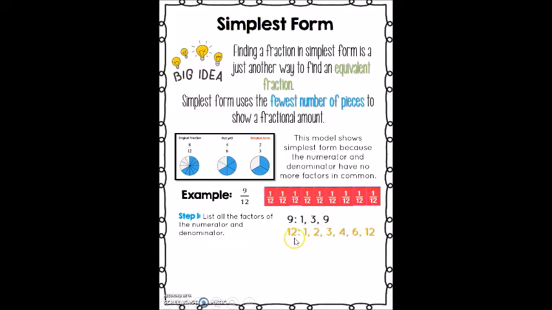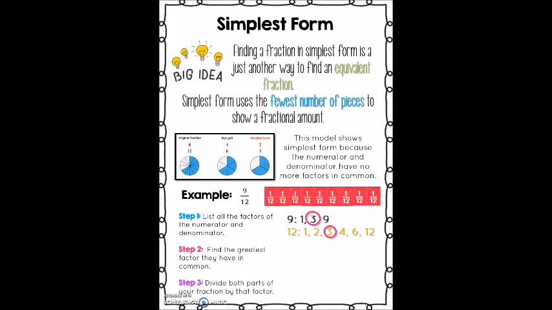And then the factors of 12 are 1, 2, 3, 4, 6, and 12, because I could multiply 1 times 12, 2 times 6, or 3 times 4 to get 12. Now that I've listed out my factors, I need to find the greatest factor they have in common. In other words, I need to look at my two lists and find the biggest number that both lists share. In this particular fraction, I can see that both the numerator and the denominator share a factor of 3. So that's going to be my greatest common factor.